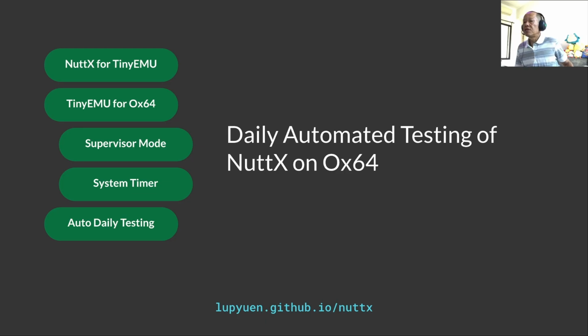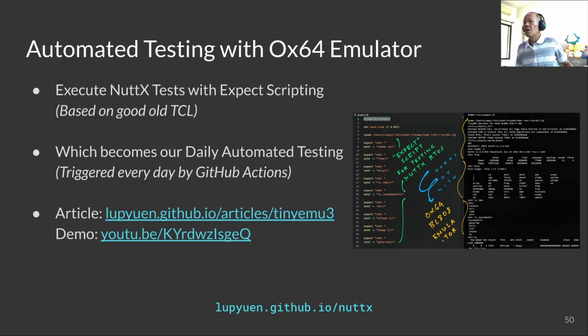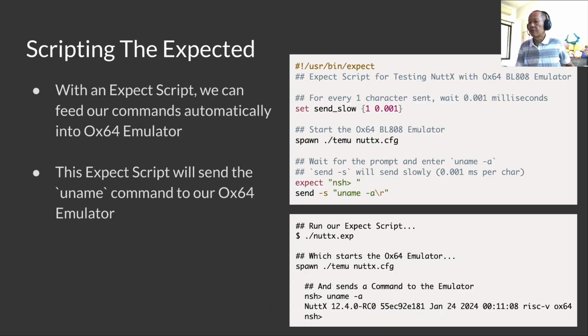We wrap up today's presentation with a super helpful way of using our Ox64 emulator. That is for daily automated testing of NuttX on Ox64. Let us walk through the implementation of the automated testing based on expect scripting and TCL. Yes, the good old scripting language. This gets triggered every day by GitHub Actions and alerts us via email if the daily test fails, which is terrific for NuttX regression testing.